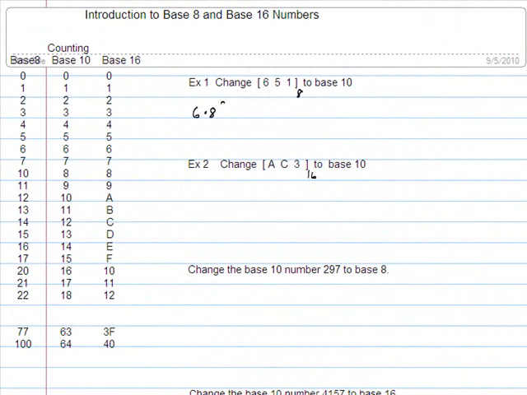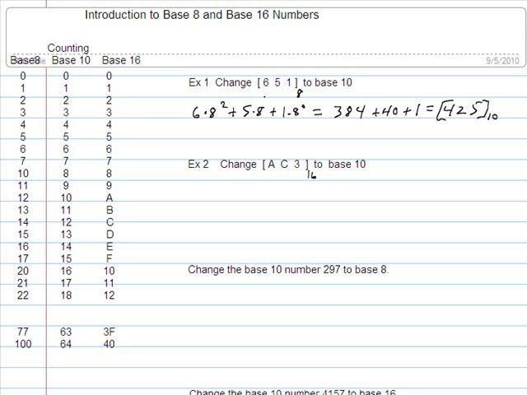So that would be 6 eight squareds plus 5 eights plus 1 eight to the 0, and so 6 eight squareds would be 384. You might need a calculator to see that one. Plus 5 eights would be 40. Plus 1 would get you up to 425 Base 10.